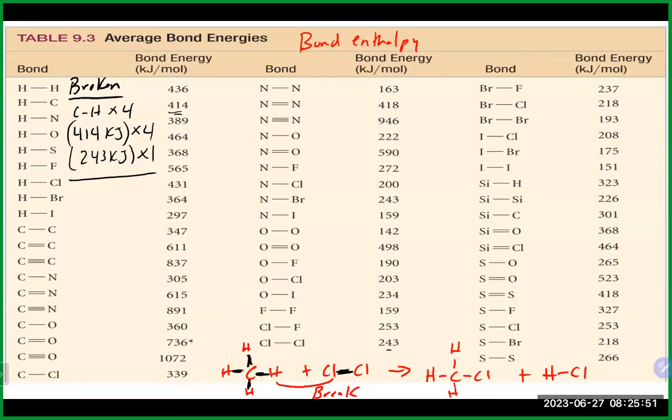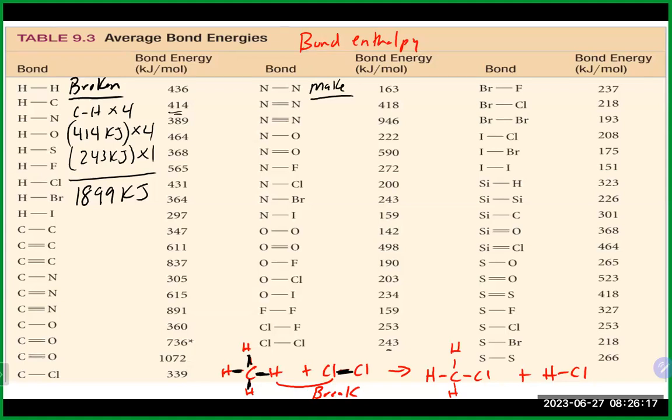grab a calculator, which would probably be helpful. So in terms of our breaking side here, we got 4 times 414 plus 243. It's going to be 1,899 kilojoules, right? Now, on the other side, we're going to make some bonds.